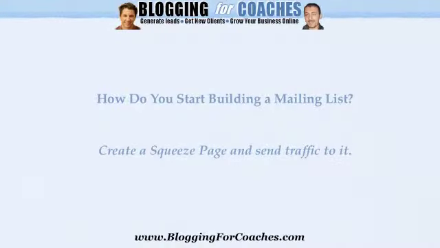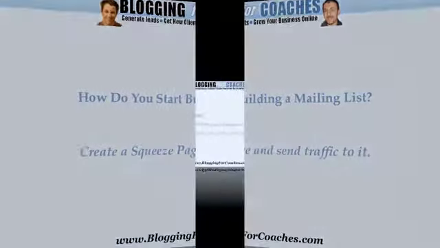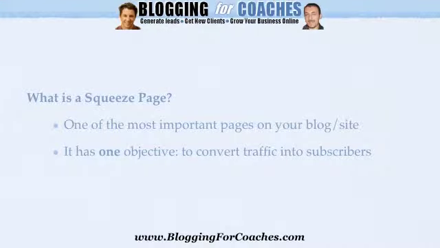So how do I start building this mailing list? Well, the first step is to create what's called a squeeze page and send traffic, targeted traffic, to that page. So what is a squeeze page? Well, a squeeze page is probably the single most important page on your blog or your site. And it has one objective, only one objective. It's to convert and to convince those visitors coming to that page to sign up for your newsletter or become subscribers of your newsletter.